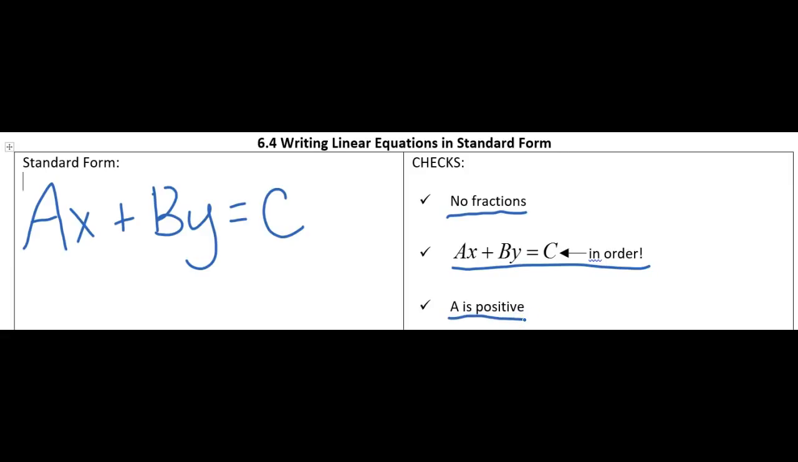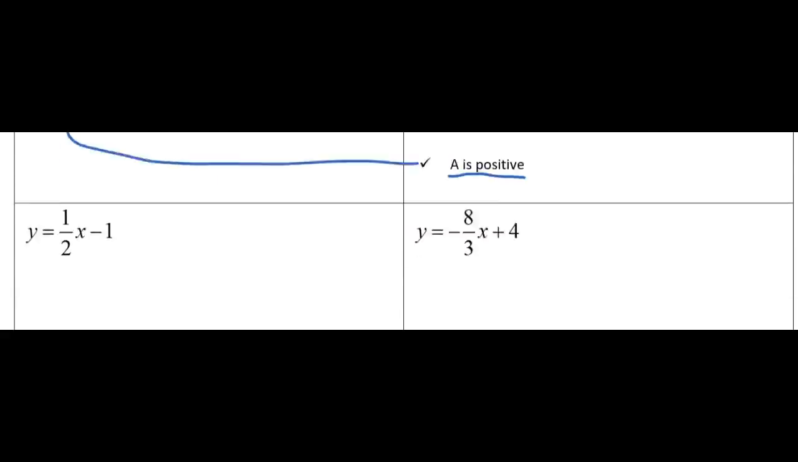If for any reason something is not in that order, we will rearrange it. If there are any fractions, we will make sure we cancel them out. And if a is not positive, we will change the format of it to make sure a is positive. Okay, so let's move on to some practice problems.